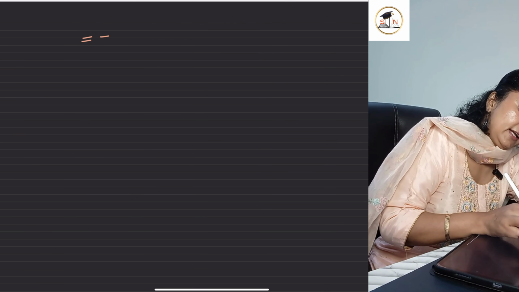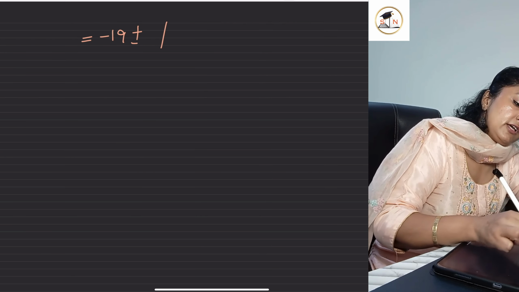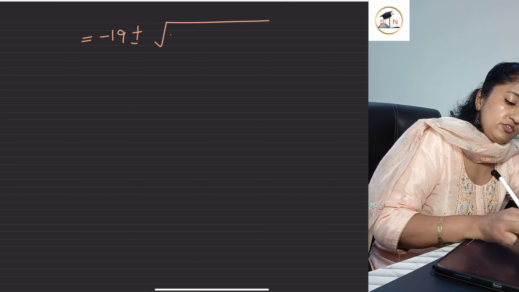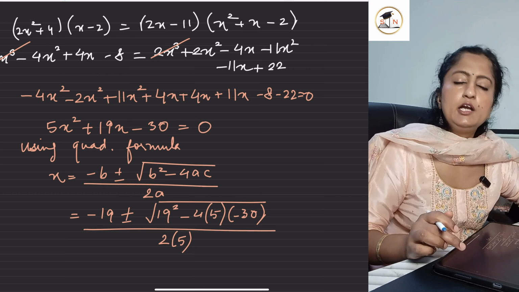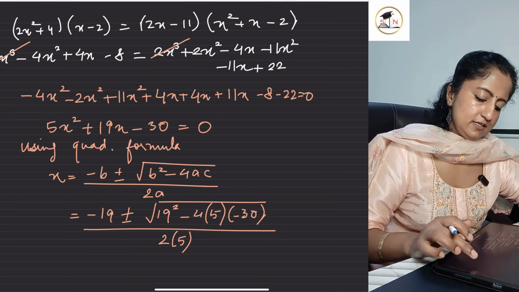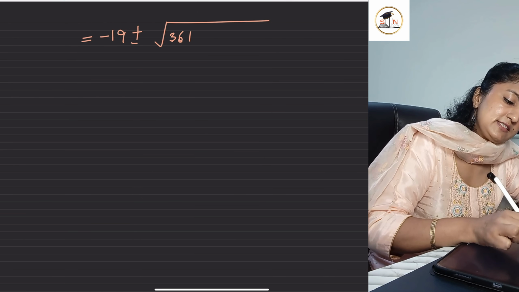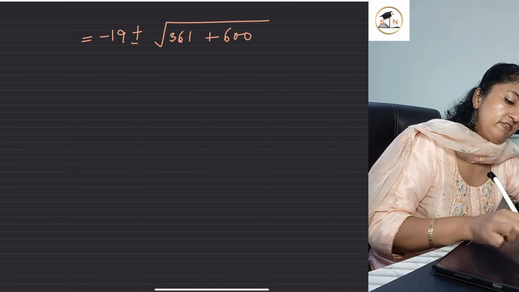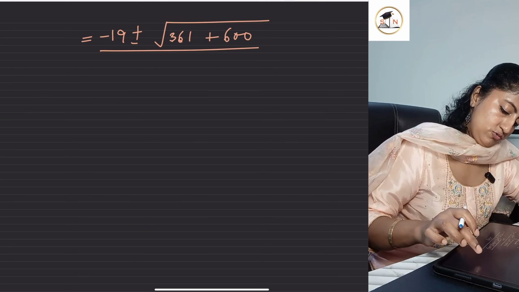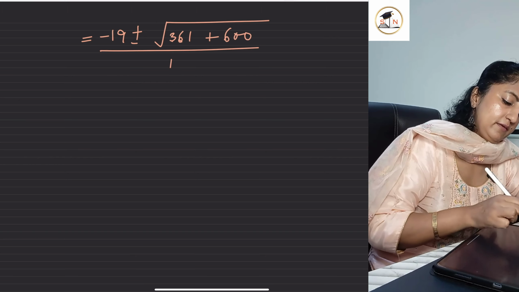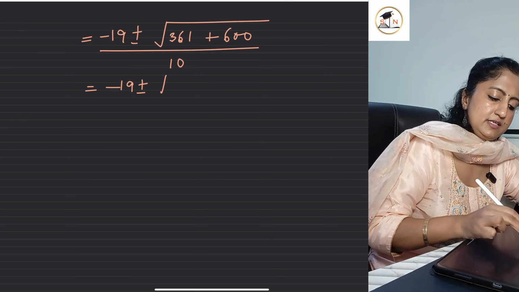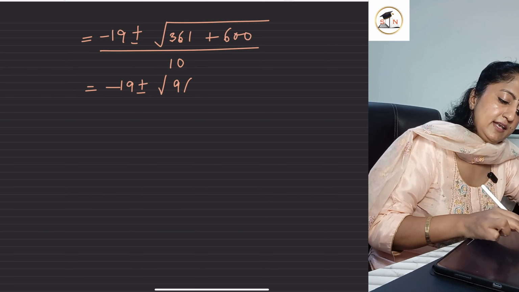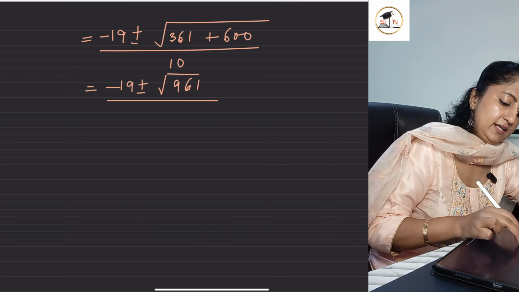We get minus 19 plus minus square root of, square of 19 is 361. And after that, we had 4 into 5, that is 20. 20 into 30 is 600. So we get plus 600 over here. Divided by, it was 2 times 5, that is 10. We are having minus 19 plus minus, what we get is square root of 961 over 10.